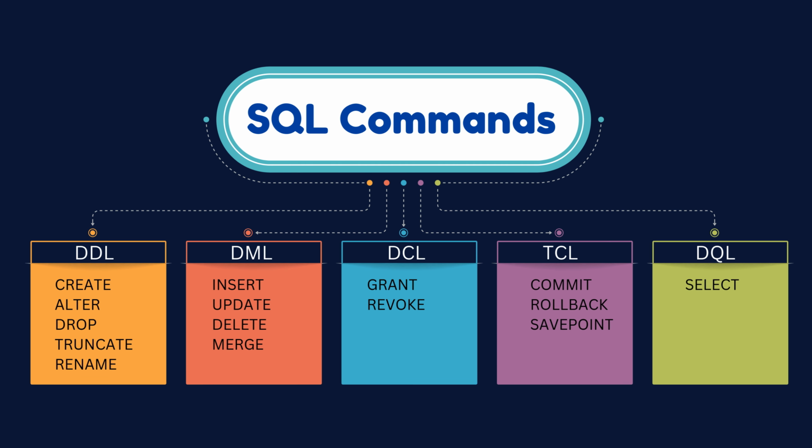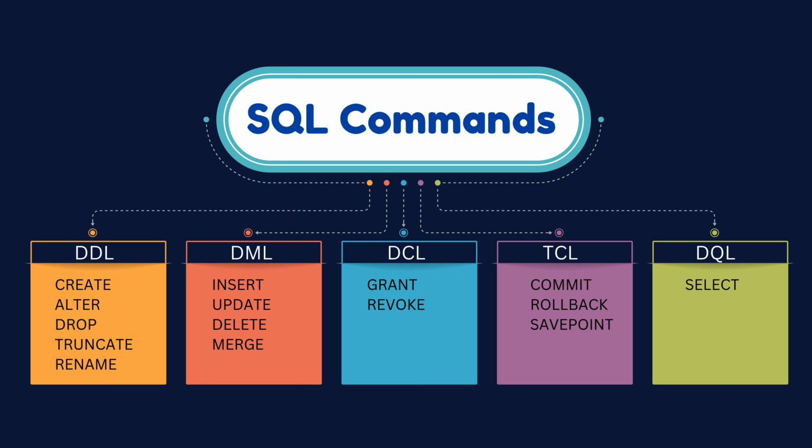So we'll talk about the list and categories of SQL commands. The categories of SQL commands are DDL, DML, DCL, TCL and DQL. DDL stands for Data Definition Language, DML Data Manipulation Language, DCL Data Control Language, TCL Transactional Control, and the last one is DQL Data Query Language. So we'll talk about each and every category.